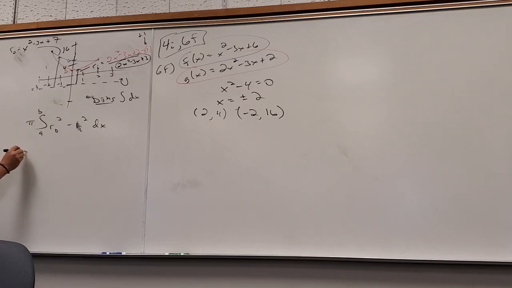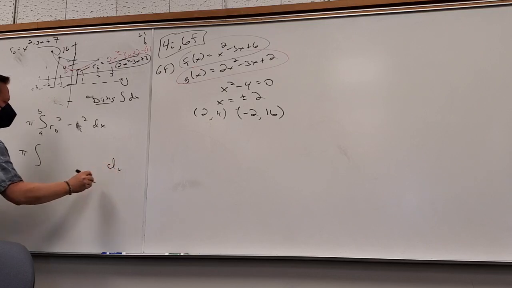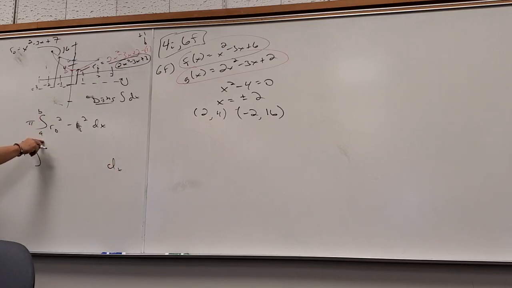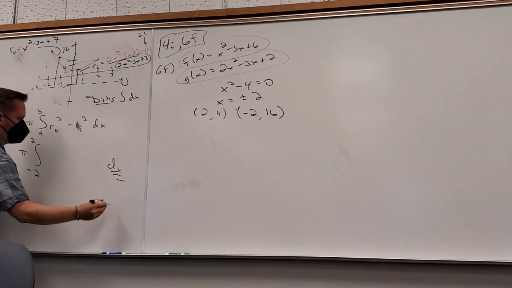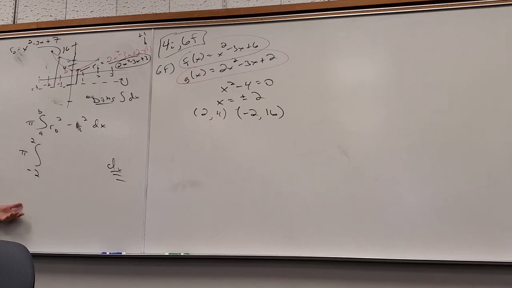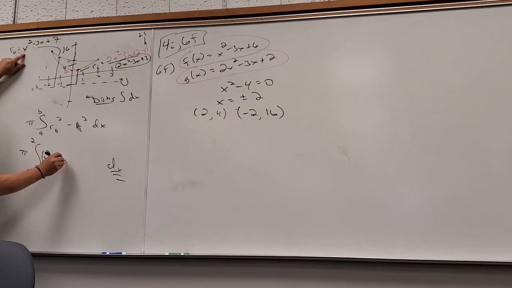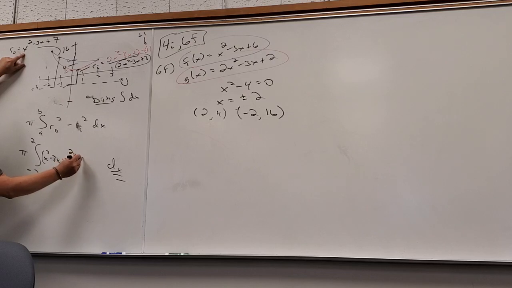So this is going to look like pi. It's dx, so what's the limits? -2 to 2. Yeah, so -2 to 2. This thing does so much work. And again, that's why I keep saying that's one of the most important steps. And now this is just kind of gross, right? Our outer, right here: x squared minus 3x plus 7, squared, minus our inner squared.